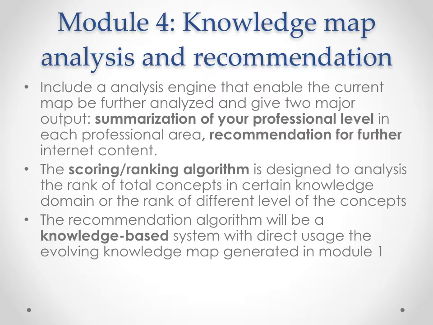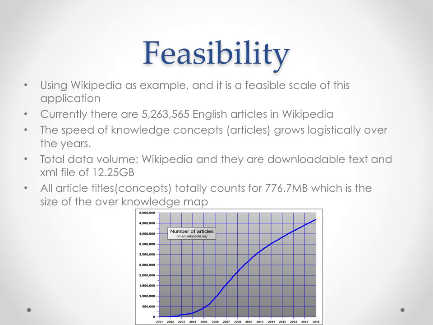So this is the whole explanation of this design, and then in terms of feasibility, we based it on the size and growing speed, taking Wikipedia as an example, and discuss a little bit about the feasibility. So we use Wikipedia as an example, and it seems like it's at a feasible scale for this application. For example, if you only take the English articles, over 5 million of them, and analyze them, we basically need to analyze about 12 gigabytes of information. And if we only include the article titles, which means individual concepts, not including the actual explanation of those concepts, there will be around 776 megabytes of data.